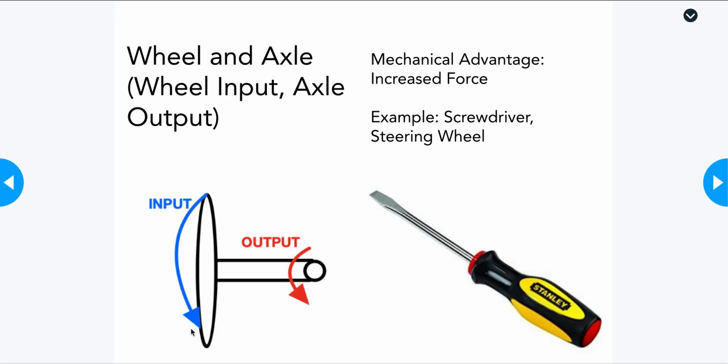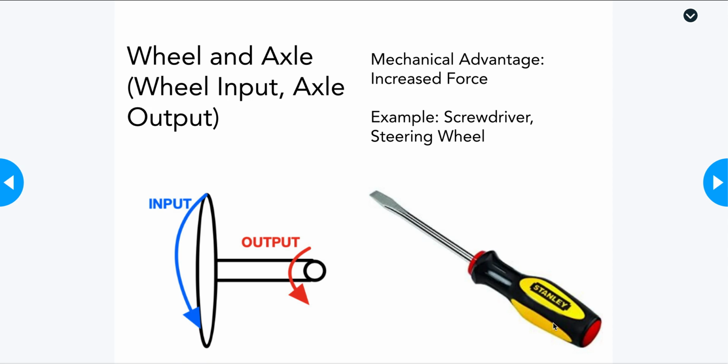In this example, we are putting our input work into the wheel and the output is the axle. Because the wheel is larger, we're going to be moving a greater distance with our input, and our output is going to be moving a smaller distance, which means it is going to have an increased force. Examples include a screwdriver. The handle is the wheel, and the shaft is the axle.